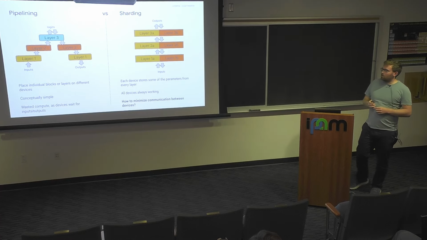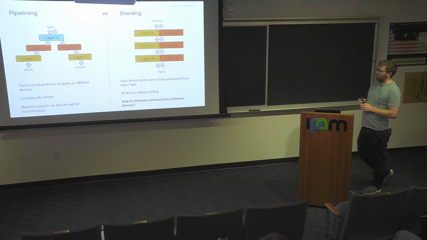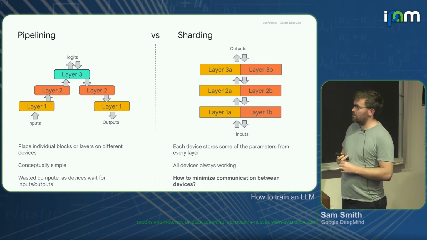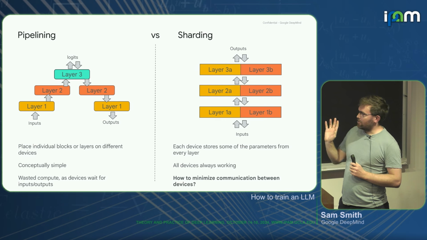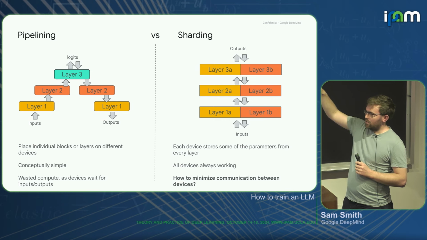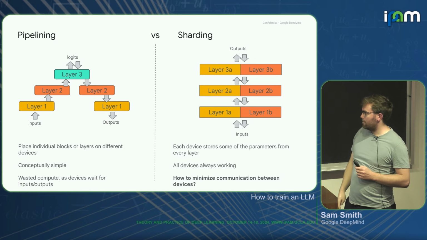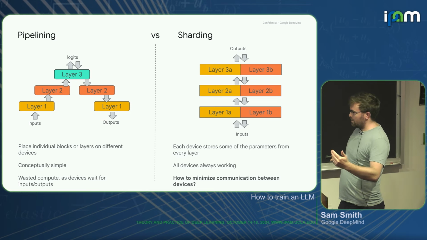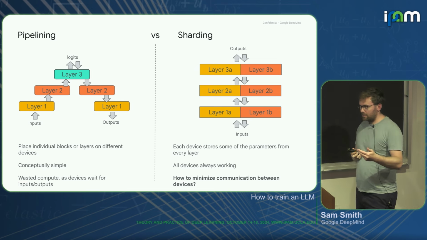But what's more common nowadays, at least definitely at Google, and I think it's generally more common everywhere, is that instead of pipelining, we'll do sharding. What that means is rather than putting an entire layer on a device, we're going to put some fraction of every layer of the model onto device 1, and then put the remaining part on device 2 or 3 or whatever. So each device is storing some part of the parameters from every single layer in the model. Obviously the advantage here is every device is always working all of the time.